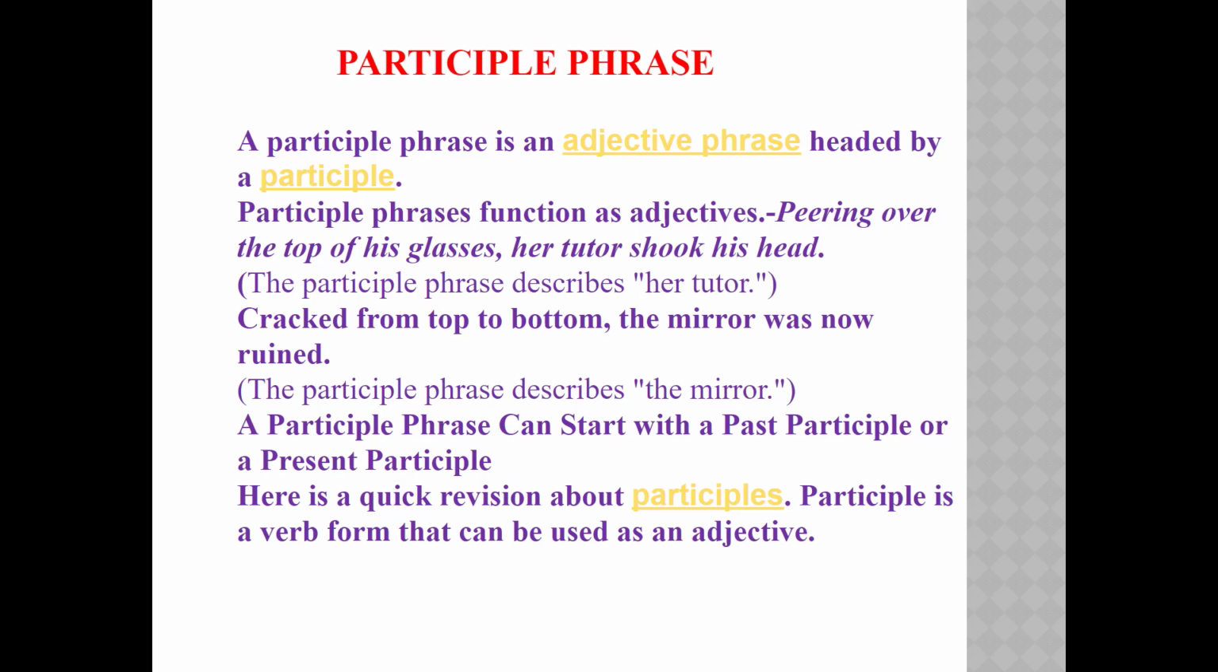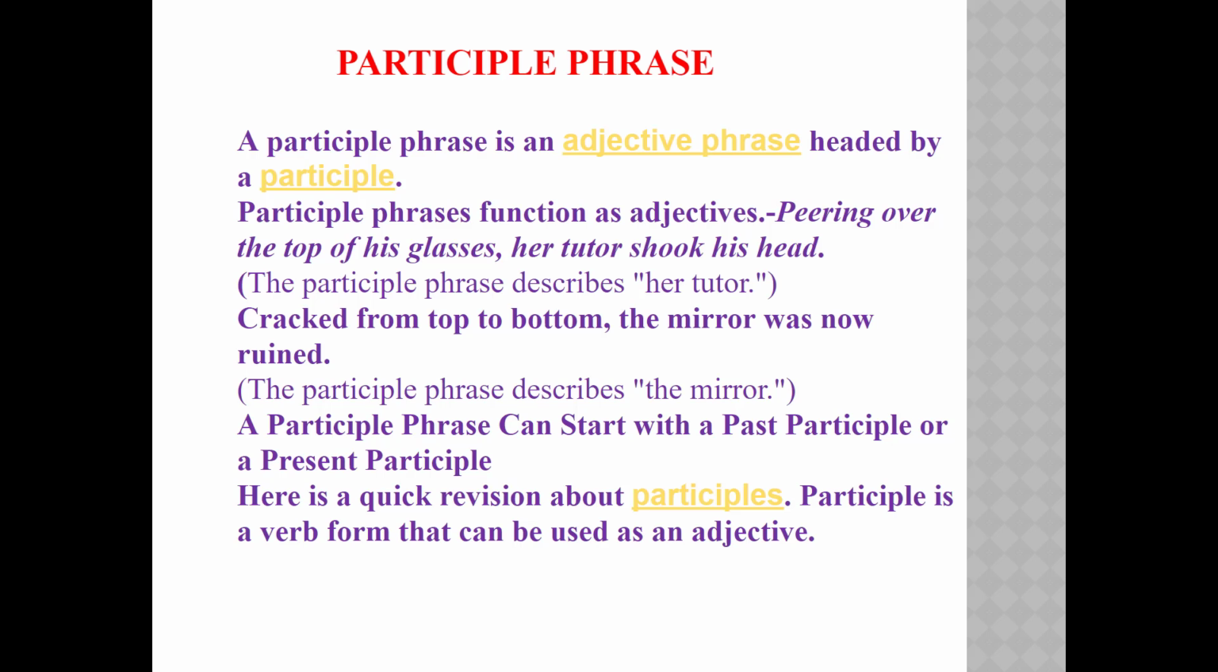A participle phrase is an adjective phrase headed by a participle. Examples of participle phrases. In each of these examples, the participle phrase is shaded and the participle is in bold. Remember that participle phrases function as adjectives.